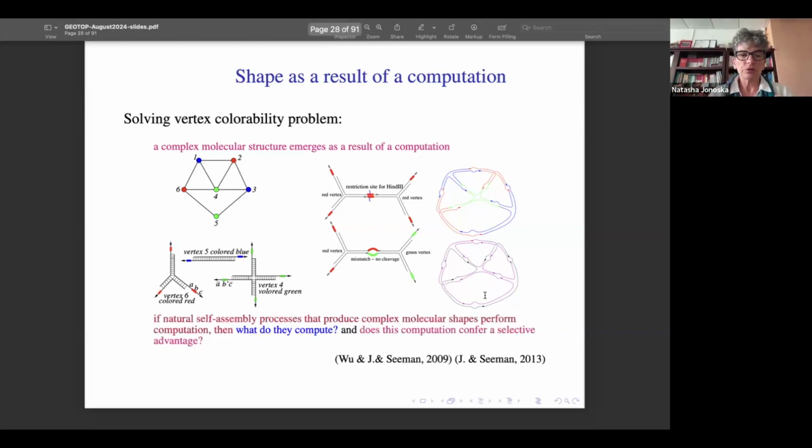But before I go there, I want to point out what we did. So this was natural, this was just self-assembly and enzymes. That's all we had, right? So a natural self-assembly process that produces complex molecular shapes performed computation; this was a result of computing, of figuring out how to color a graph with 3 colors. So what do molecules compute when they actually form different structures? And does this computation confer selective advantage?